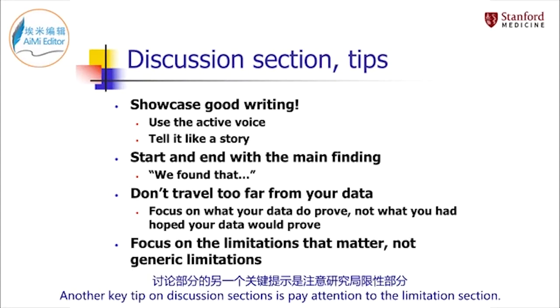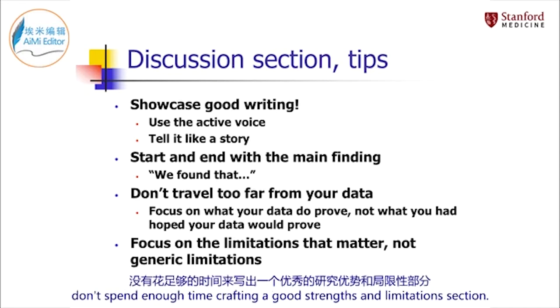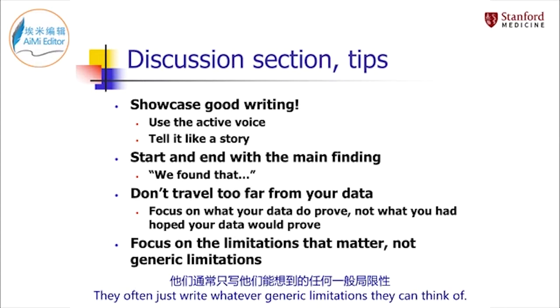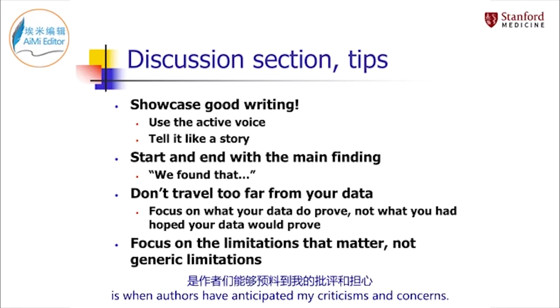Another key tip on discussion sections is pay attention to the limitation section. One major mistake authors make in the discussion section is that they don't spend enough time crafting a good strengths and limitations section. They often just write whatever generic limitations they can think of. But the mark of a good paper for me is when authors have anticipated my criticisms and concerns.